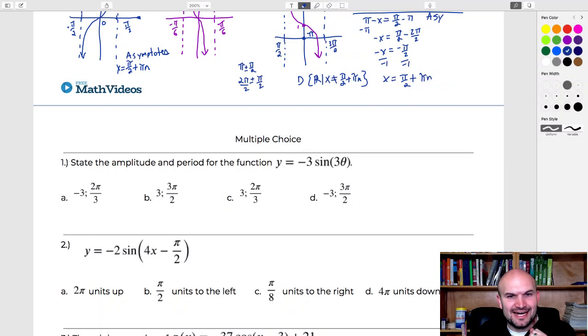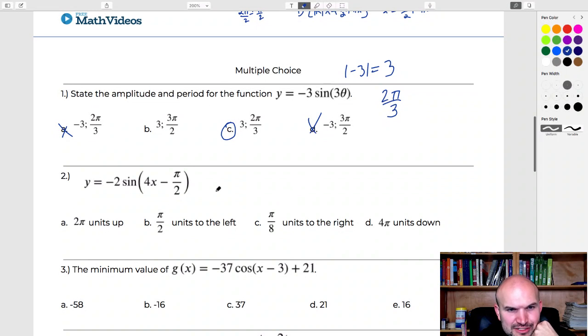So let's get on to this. Multiple choice, we like multiple choice. They're not going to take as long as those free response. This one says state the amplitude and the period of the function. The amplitude is obviously the absolute value of -3, which is 3. So I know it's not D, and I know it's not A. The period is going to be 2 pi over 3. So I can see my answer is going to be C.